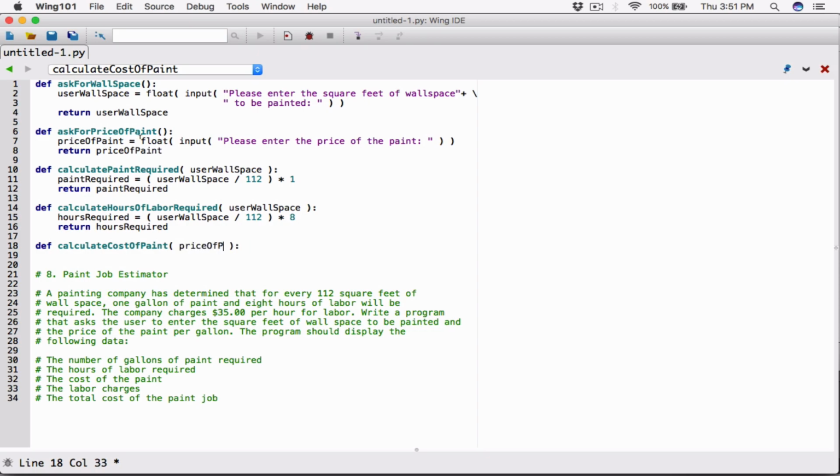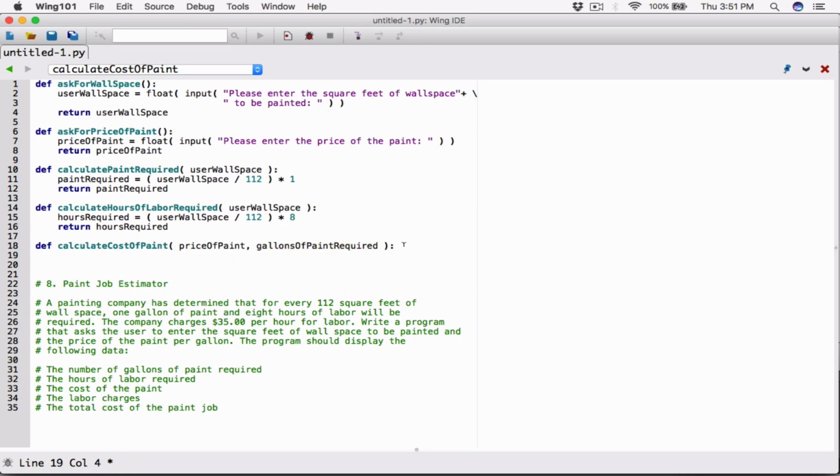So I'm going to define parameters for those. It's also going to need the gallons of paint required, so I'll call it gallons of paint required. It's going to need the price of the paint and the gallons of paint required. Once it has those two values, whoever calls this function passes those two arguments to calculate the cost of the paint.